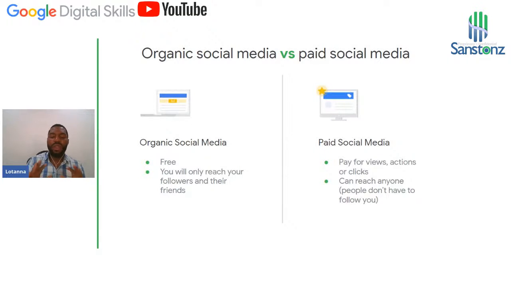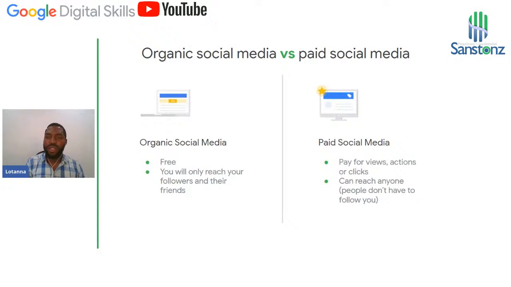Every account you have on social media, as long as you didn't pay for it, and when you post, people interact with it, those are organic social media. They are free, okay? You will only reach your followers and your friends. So whenever you post, it gets to your followers and your friends. Those are organic. But then there's another form of social media advertising that you pay for.